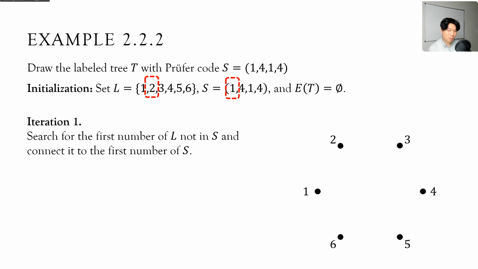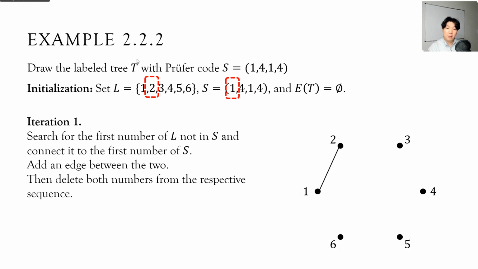So I've chosen 2 numbers. From L, I'm always choosing the one that does not belong to S. And for my second one, I'm just choosing the first entry. My algorithm says add an edge between the 2. Or in this case, let's add an edge between 1 and 2, like I've done here. And then I can delete these 2 entries from their respective sequences. So in this case, I'm going to delete 2 from this sequence L and 1 from this sequence S. So L will now be 1, 3, 4, 5, 6, and S is now 1 number shorter. I have 4, 1, 4.